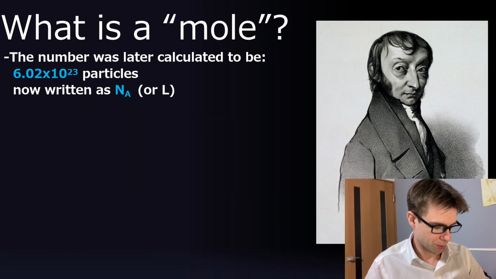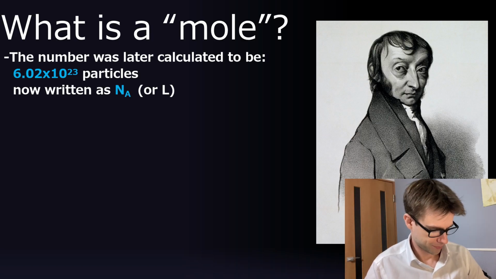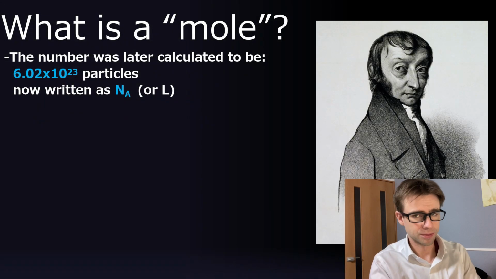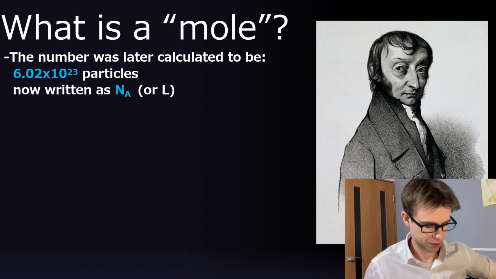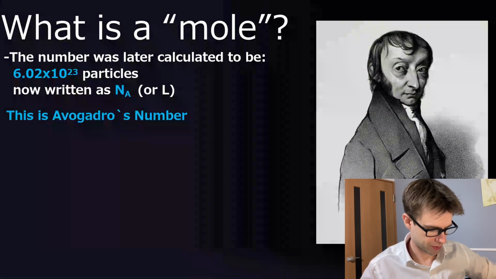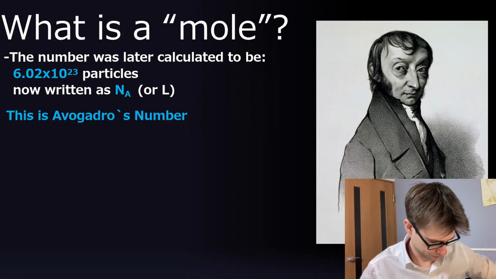So what is a mole? The number that he was searching for there was calculated to be 6.02 times 10 to the 23 particles. And this is now written as Na, Avogadro's number, N subscript A. Sometimes L, but we're going to use Na in my classes and in the IB, I think, most of the time. So this is Avogadro's number. It's in the data book in the constants section.